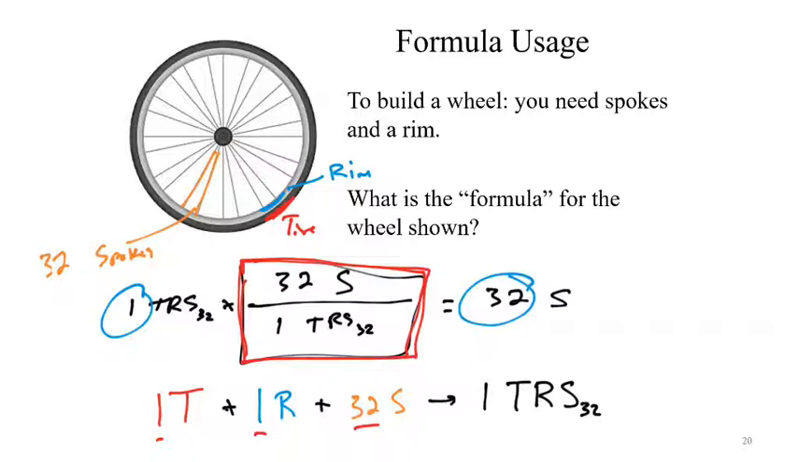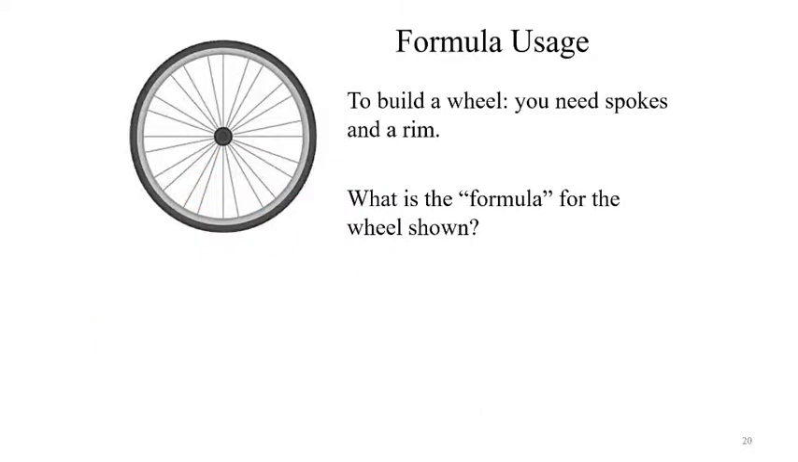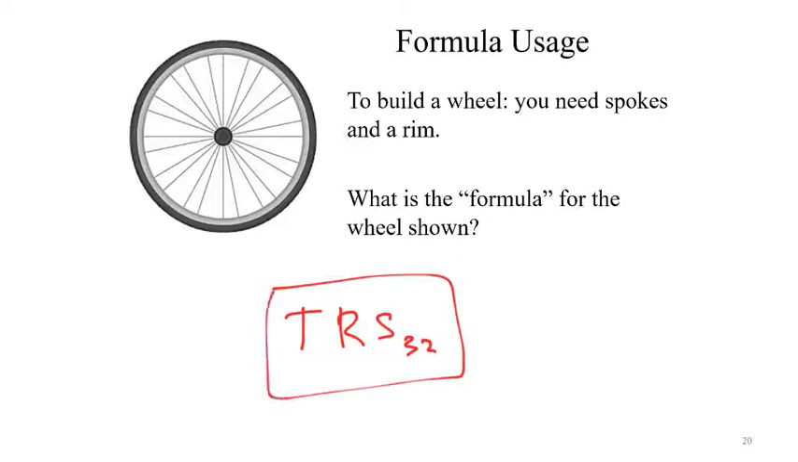Okay? So if we go back again to our formula, the whole point of that formula allows us to generate conversion factors. I can see that to make 1 TRS, I need 32 S's. To make 1 TRS, I need 1 tire or 1 T. Okay? So recognizing the information embedded in that formula will help us to create conversion factors that we can use to relate different substances with each other. Okay?